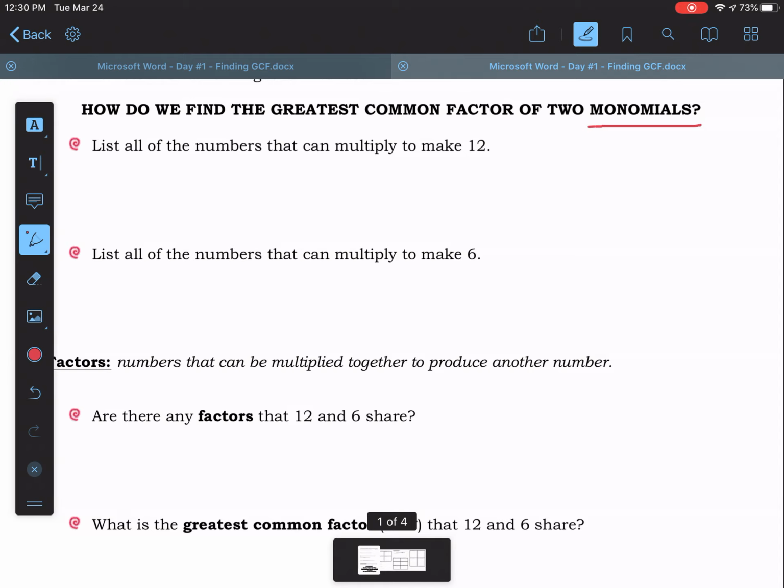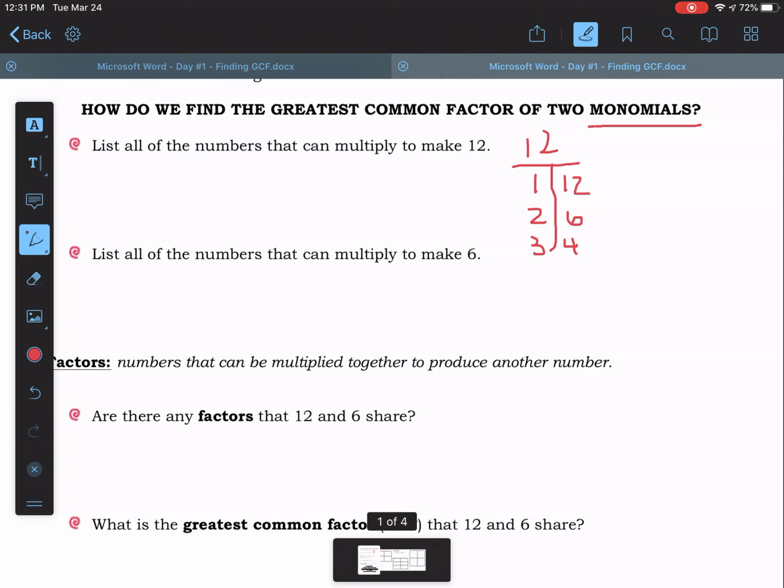Okay, so the first thing, list all the numbers that can multiply to make 12. So we're going to list all of our factors of 12. So I'm going to make a little factor chart. I apologize in advance for my handwriting on this. It's going to suck. So our numbers that multiply to make 12 are 1 and 12, 2 and 6, 3 and 4. So these are just pairs.